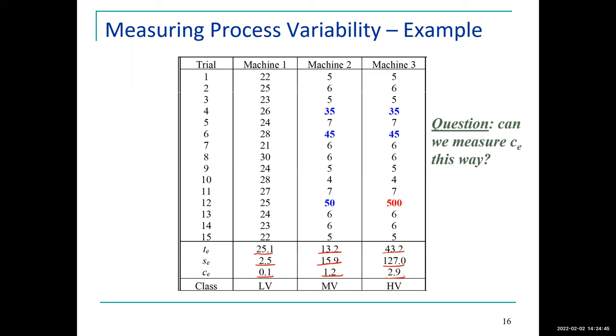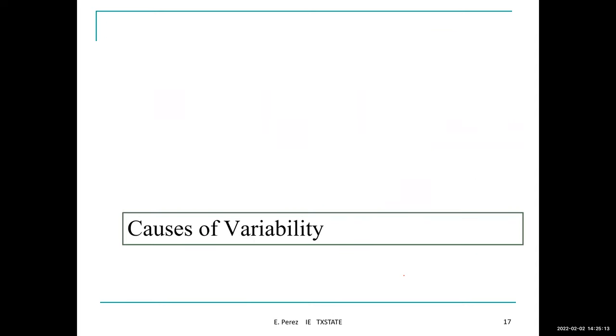So the question, after we observe these numbers, is: can we really measure this coefficient of variation in this way? The answer is no, because it is not taking into account these rare events properly. Okay, so we need a better way to account for this type of variability. So we are gonna look into that, but before we get into details, I want to start looking at the different types of variabilities or causes of variability.